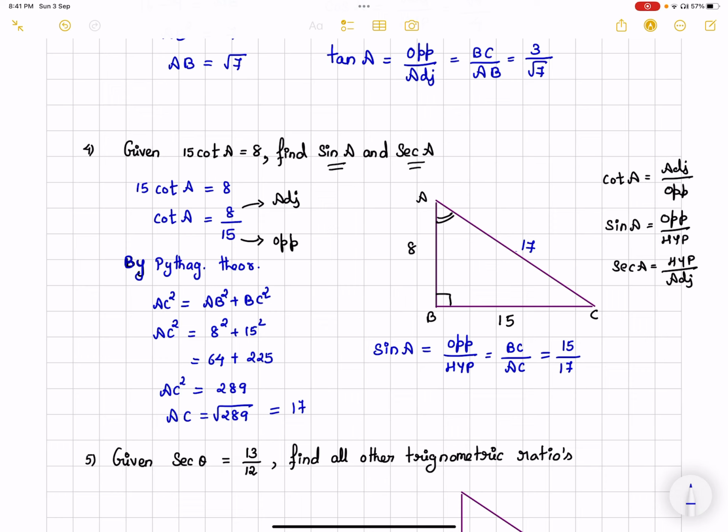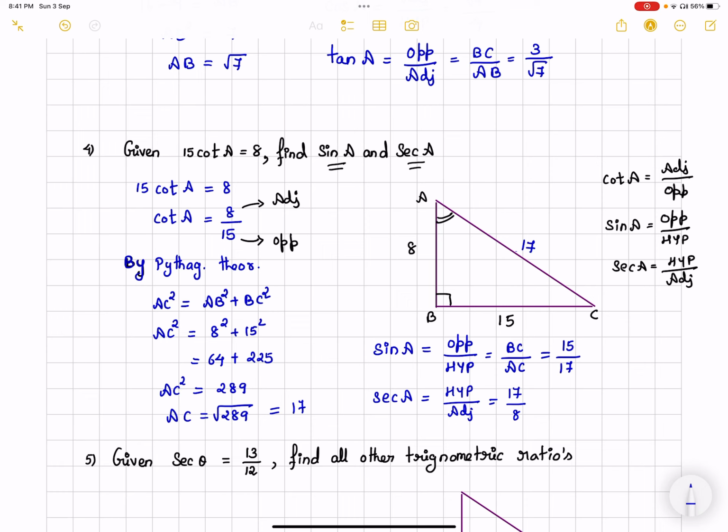The next thing we need to find out is secant A. Secant A is nothing but the reciprocal of cos A. In that case, I would have hypotenuse divided by adjacent side. So what is the hypotenuse exactly? 17. That is, AC is 17. The adjacent side for A is AB, which is 8. So I have 17 by 8. That's it. The problem got over.